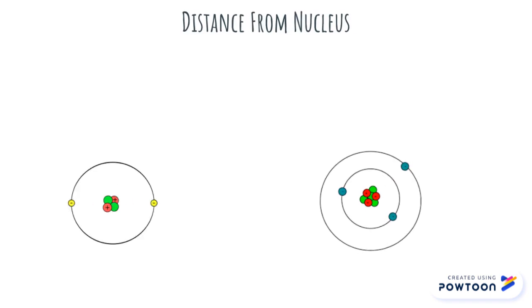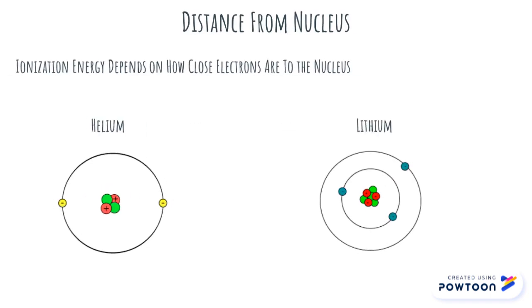Now, ionization energy depends in part on how close the electrons are towards the positively charged nucleus, because the protons in the nucleus are attracting the electrons. So, if they are closer together, that means that they exhibit a stronger force on the electrons and won't let go.